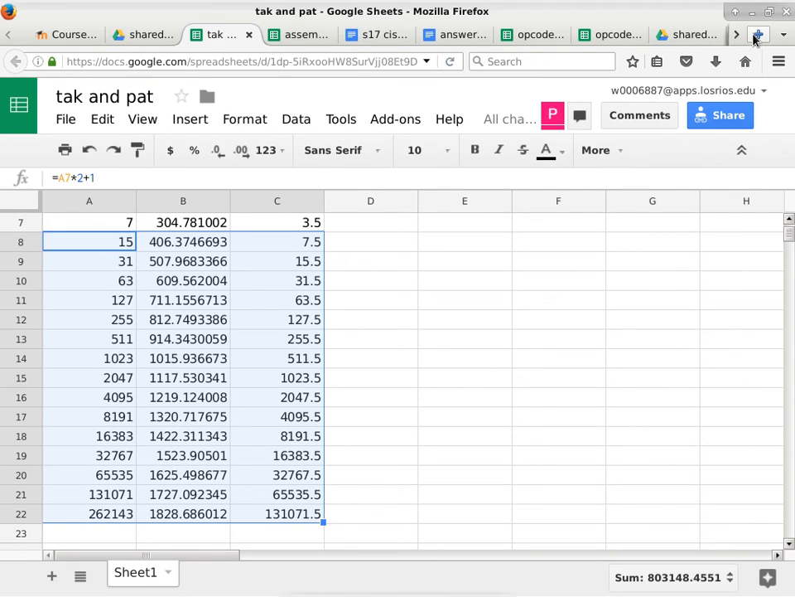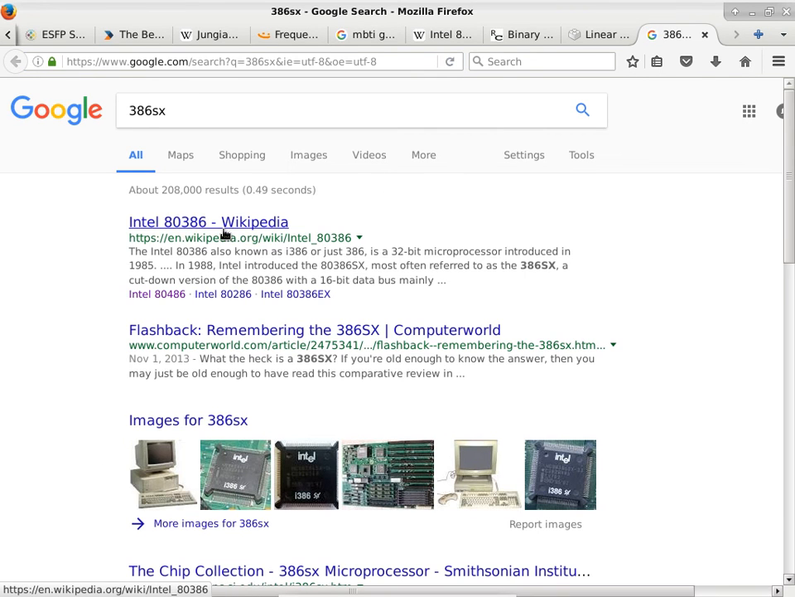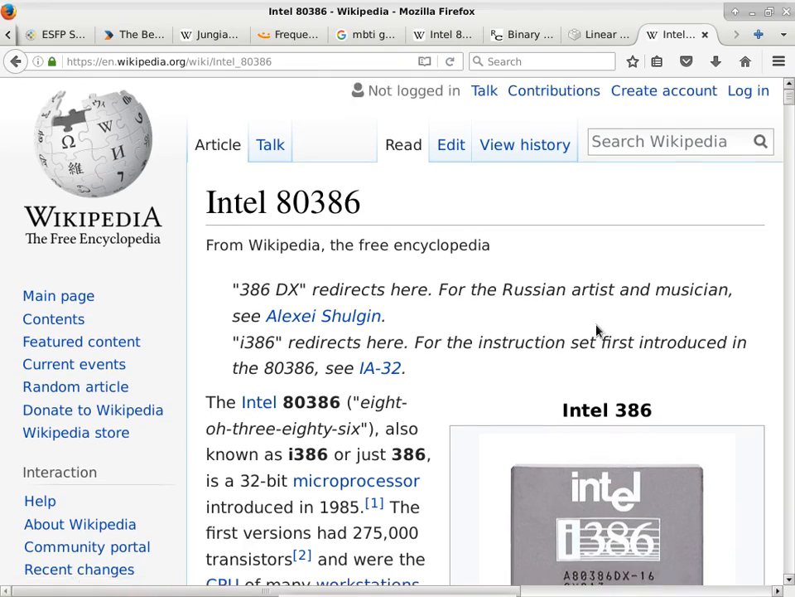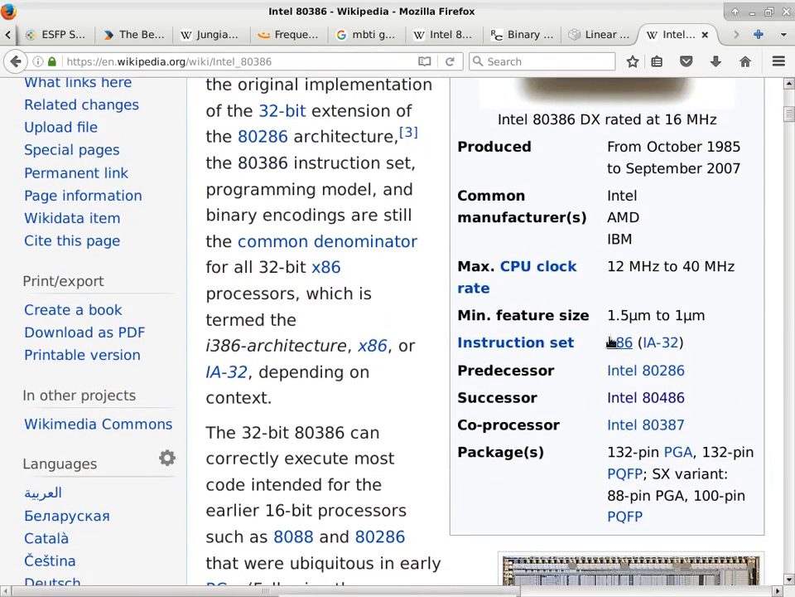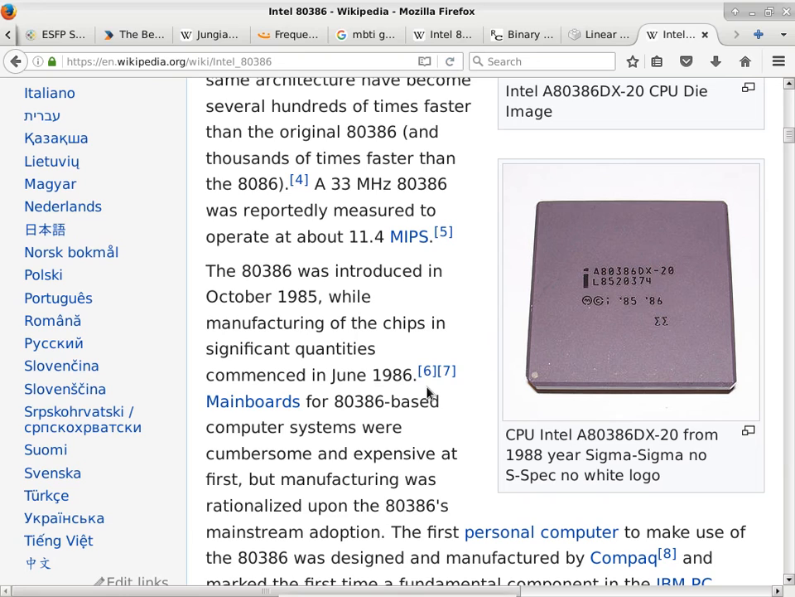So if we want to look that up, we can just look up 386 SX and look at the timeline of this thing. 2007, that doesn't make any sense to me. Well, it's produced, but that doesn't mean it's still being used by 2007. So we probably need to look at the first date that it was sold. Okay, so the 386 was introduced in October 1985.